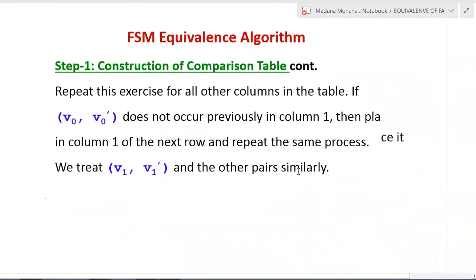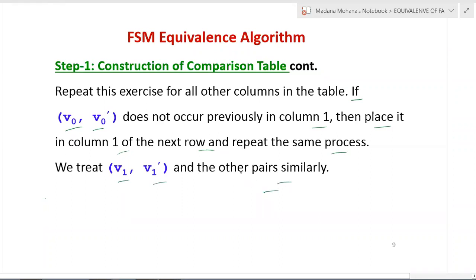Now repeat this exercise for all other columns in the table. If V0 comma V0 dash does not occur previously in column 1, then place it in column 1 of the next row and repeat the same process. We treat V1 comma V1 dash and the other pairs similarly.